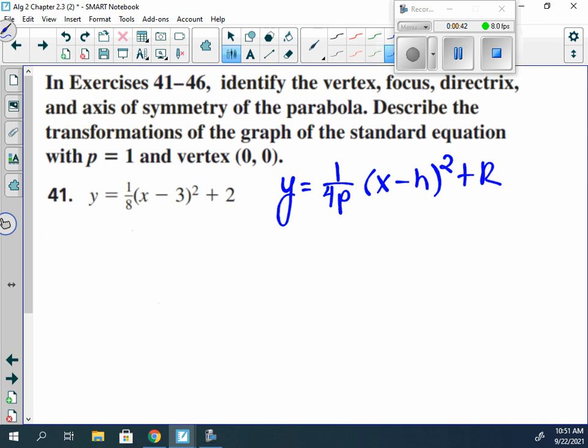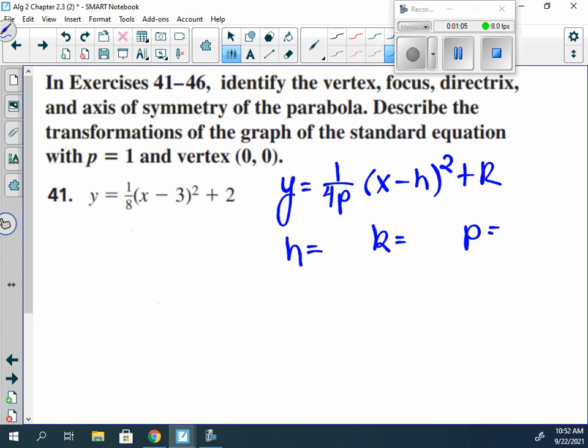Now, for these here, it will tell us exactly which equation it is, because it's either going to be written as y equals or x equals. It's just going to tell us. Now, what we need to do is find the values of h, k, and p. Because if I can find the values of h, k, and p, then I can tell what the vertex, focus, directrix, and axis of symmetry is.